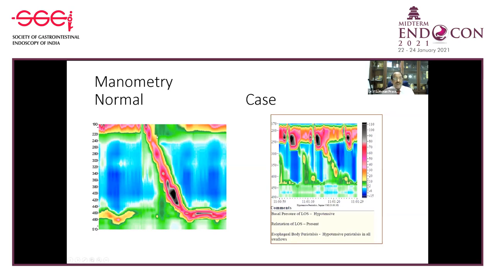So this is the body of the esophagus. Here, as the UES opens, the LES also opens and the bolus goes through. And the LES pressures are really good, so that it acts as a barrier to prevent reflux.